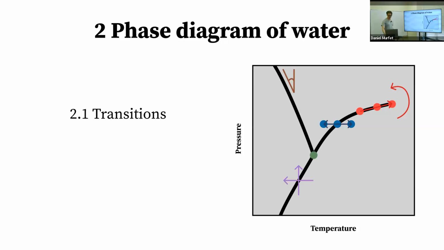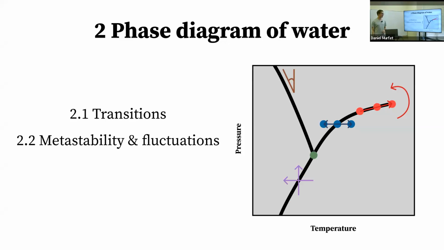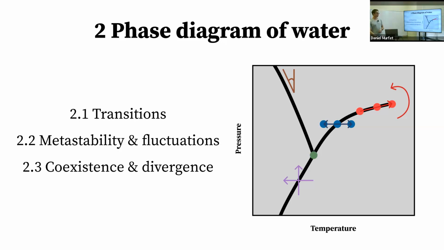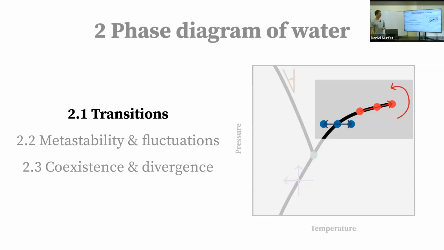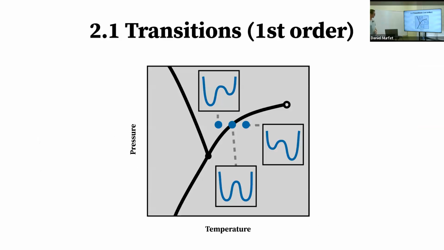Okay, so first we're going to focus on the transitions. It's the blue and red on this diagram. Then we'll talk about metastability and fluctuations, continuing this discussion from previously and showing how it shows up here. We'll talk about what actually happens on those black lines, those coexistence points of different phases. And we'll talk about the question of divergence. I got rid of two extra points because I didn't want to make this horrible for you guys. So, transitions.